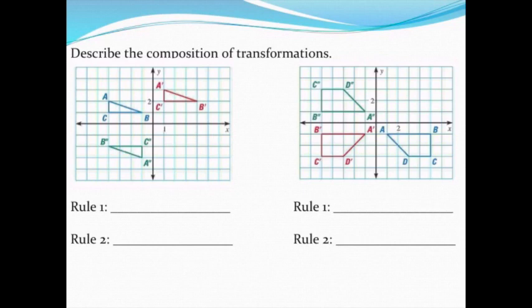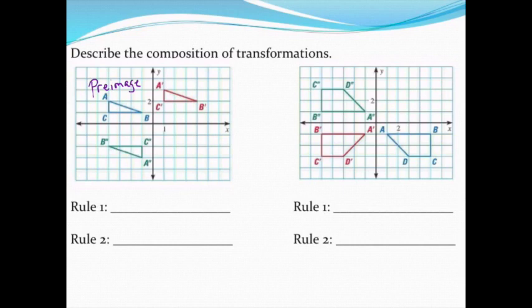In order to describe the transformations that we see in a composition of transformations, it's probably important to figure out where our pre-image is, where our first image is, and where our second image is. So looking at this first example, I know that my pre-image is this blue triangle, and I know that because there are no primes, there's no apostrophes on the labels. So that must be where I start.